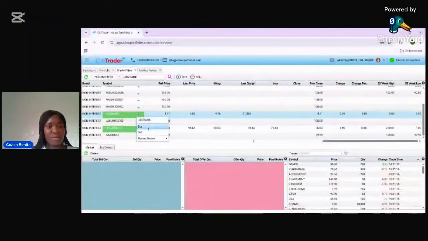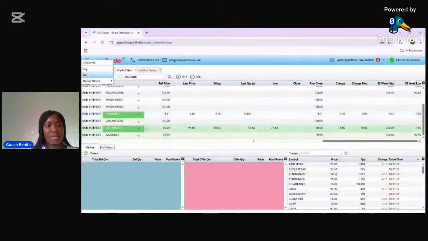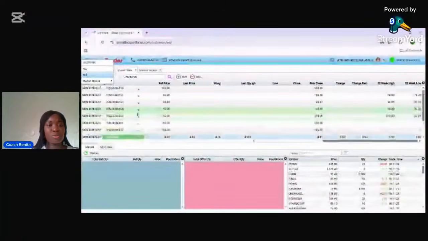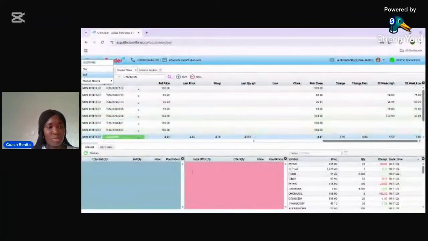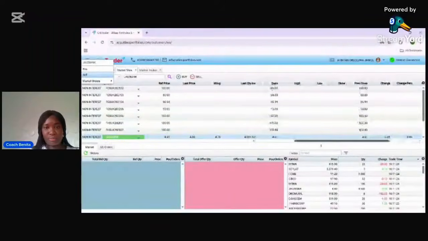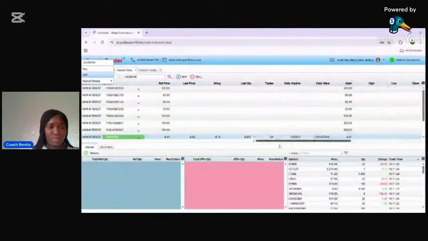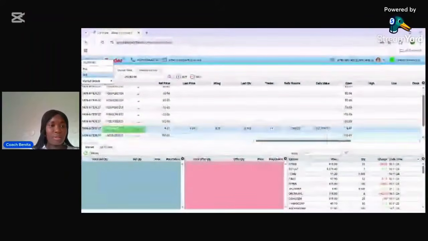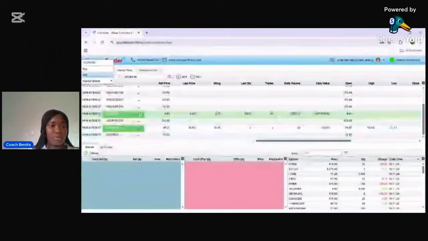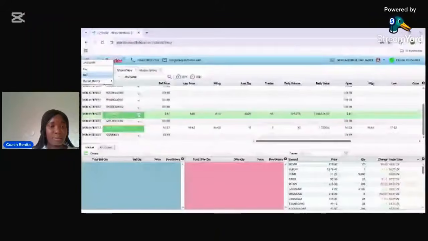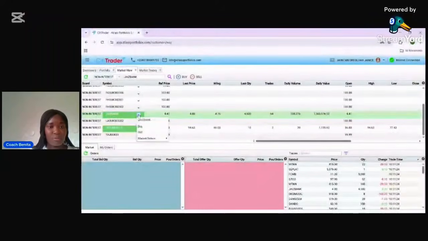If you are selling, you click on sell. But before you buy and sell, you want to know what is going on in the market so that you know what you actually want to buy and what you actually want to sell. So to do that, all you need to do is come to this drop down of this Jai's Bank. When you click on the drop down, it gives you the market order.